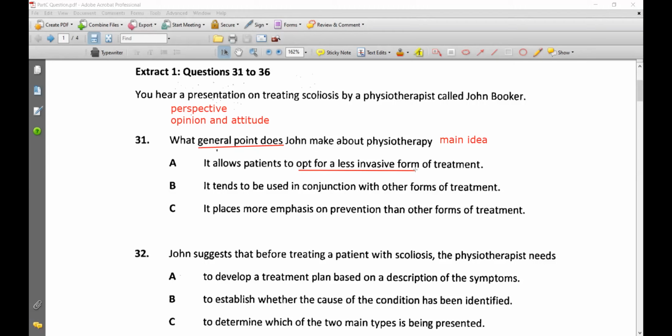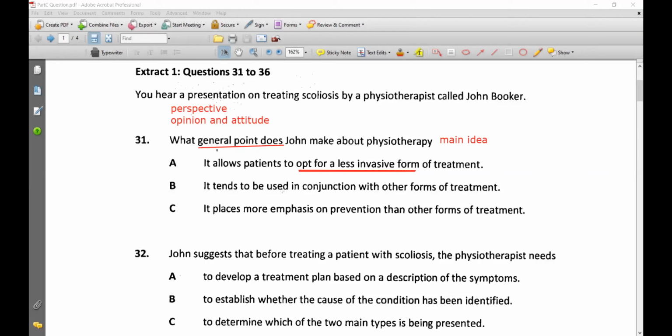So when you are looking at answer choices, you try and highlight extreme words, negative words, blanket words, or any words that are comparative. If there is a comparison, so here they say less invasive form of treatment, this shows comparison, right? So this means there is a hidden comparison between physiotherapy and the rest of the treatment options. So is he trying to prove that physiotherapy is less invasive as compared to the other forms of treatment?